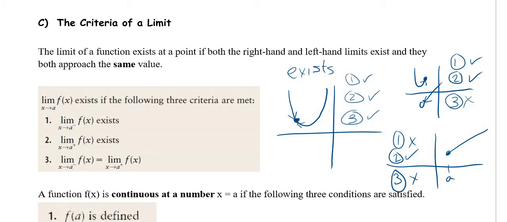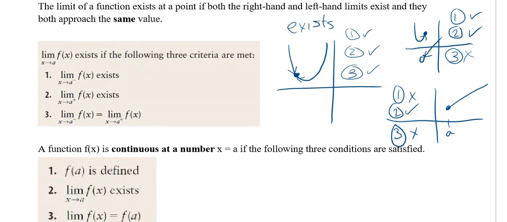So hopefully that gives you some ideas. The big idea behind this is that those 3 criteria have to be true for this specific point for it to have a limit at this point. If they aren't all 3 true, then there is no limit here.